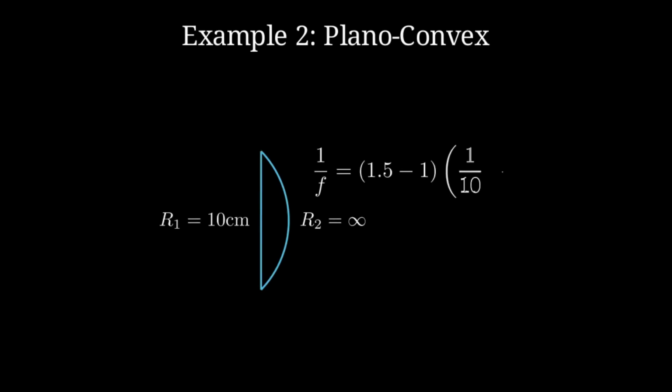What if one side is flat? For a plano-convex lens, the second radius is infinity. Since 1 over infinity is 0, the formula simplifies significantly, depending only on the curvature of the first surface.